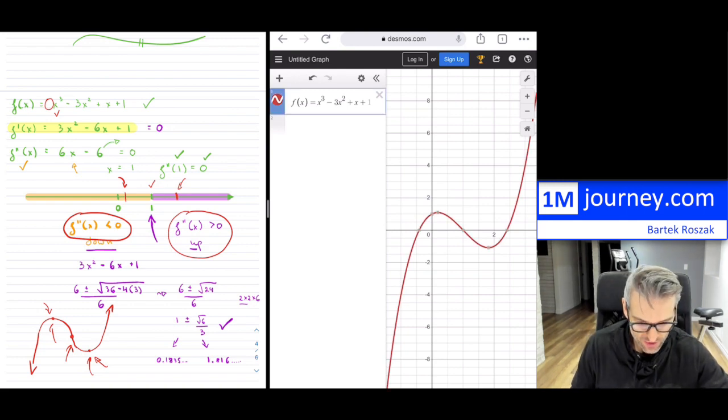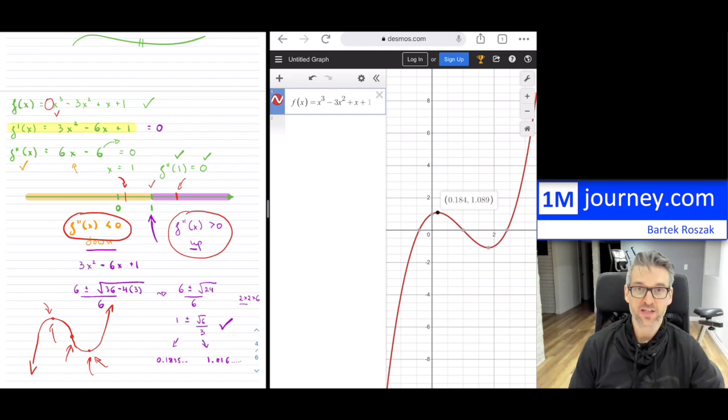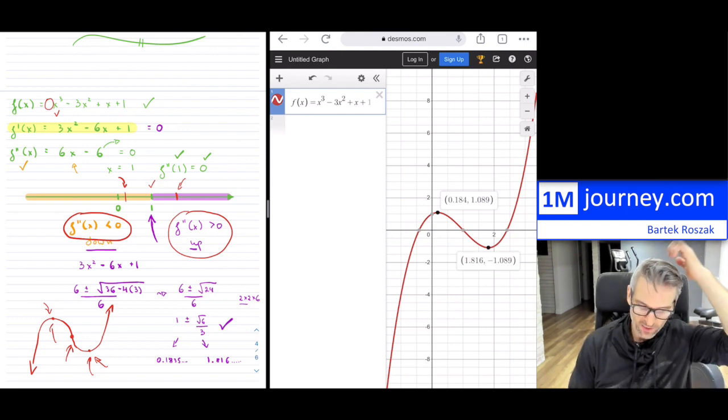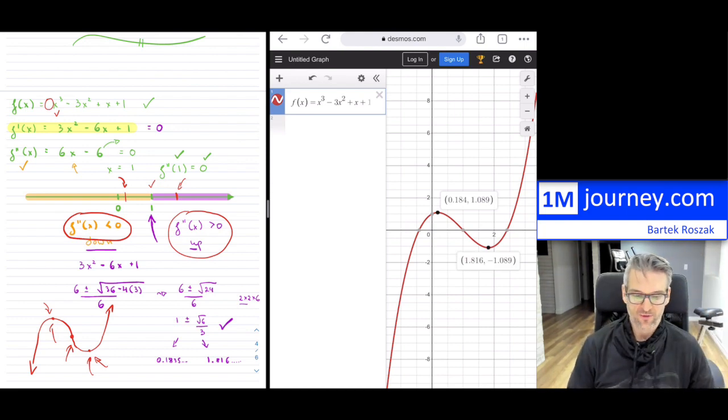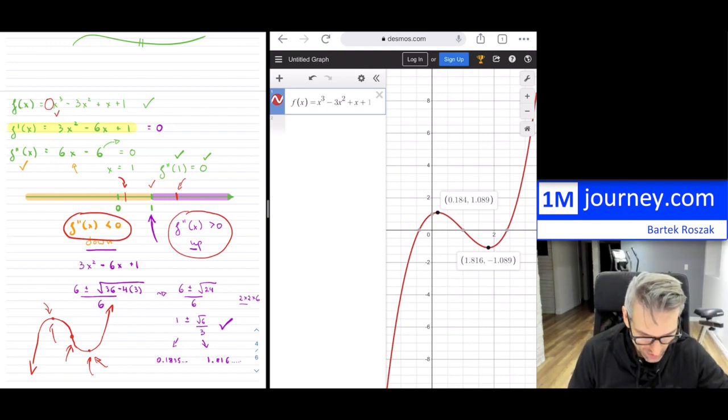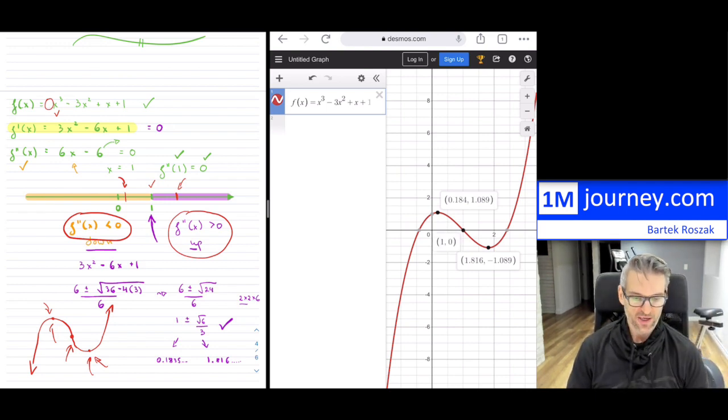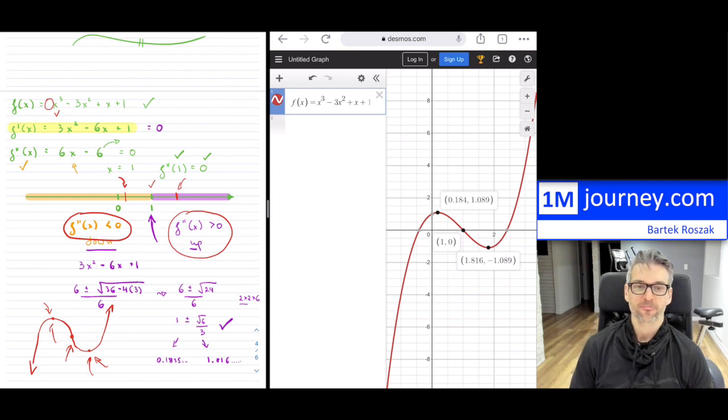And notice, this is your point. So that's your first one, 0.18 in decimals, rounding this. So you have those roots in there, and then here's your other one, 1.816. So everything aligns. Those are your local maximum and minimum. And here is your inflection point. All right, so here's your inflection point that you are able to see. Okay, so what actually happens there.